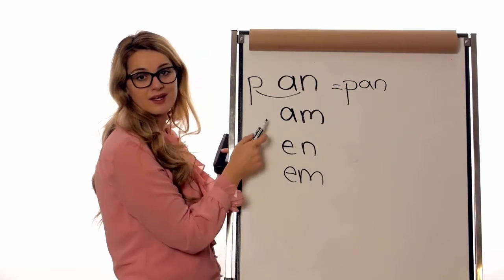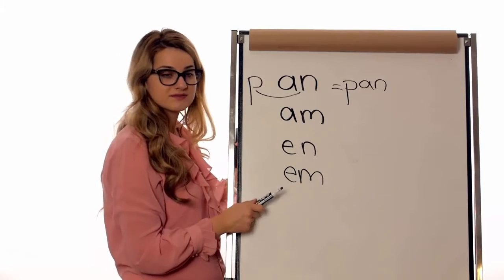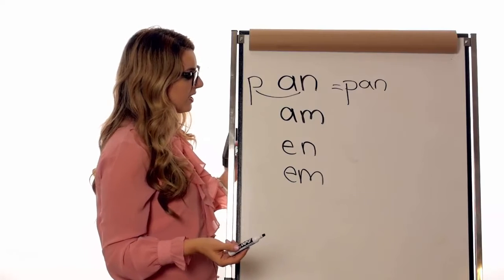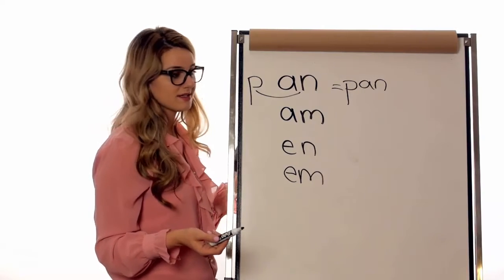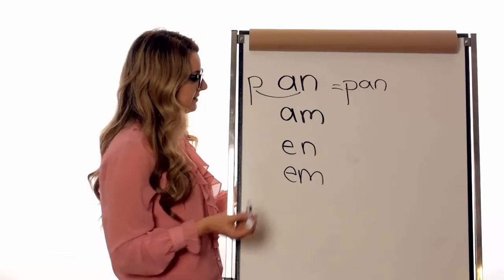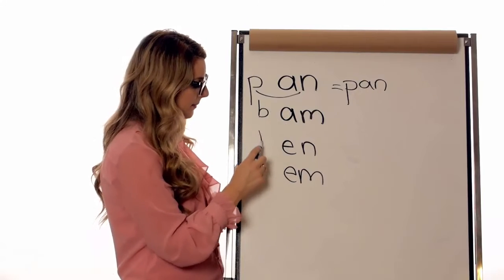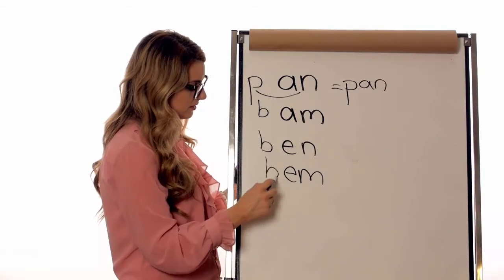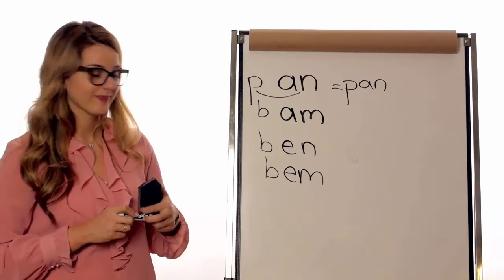Same thing. If we had a P in front, it would be pa, pa, pa, okay? If we had a different letter in front of it, such as, let's say, a B, ba, ba, ba. Okay?